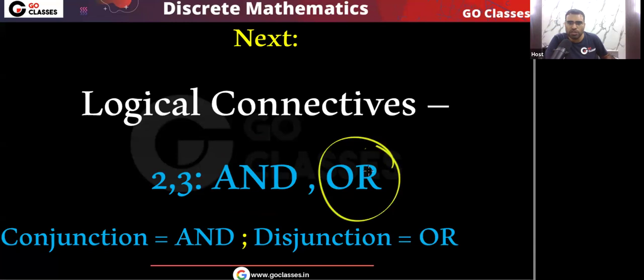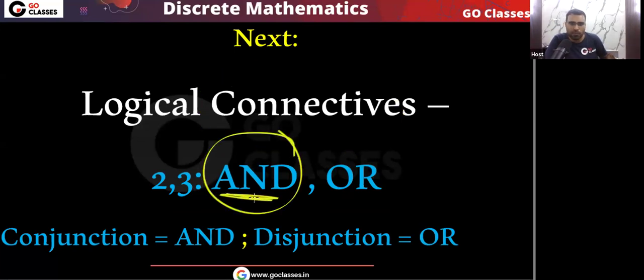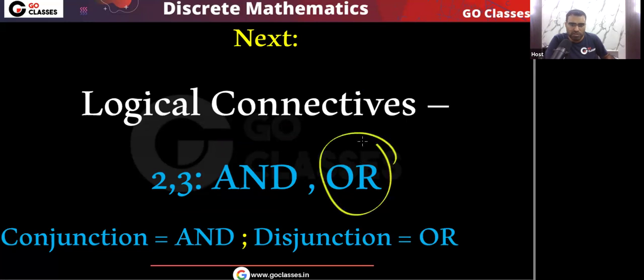Okay, we want to say at least one of them is true. So very simple, these are very intuitive logical connectives. We use this connective when we want to say that both statements are true. We use this connective when we want to say that at least one of them is true. Okay, so let's see one by one.